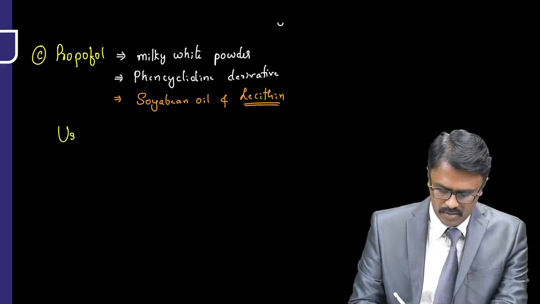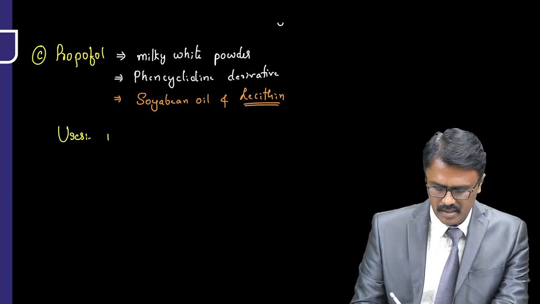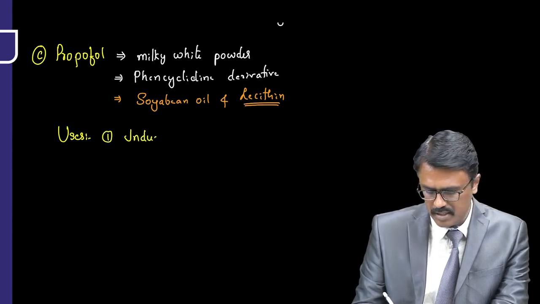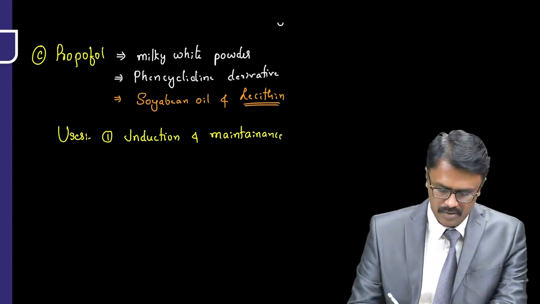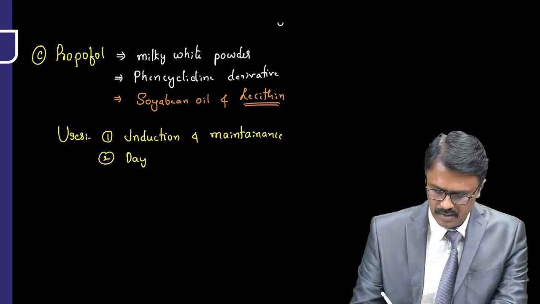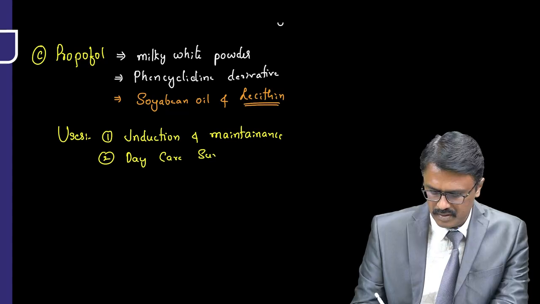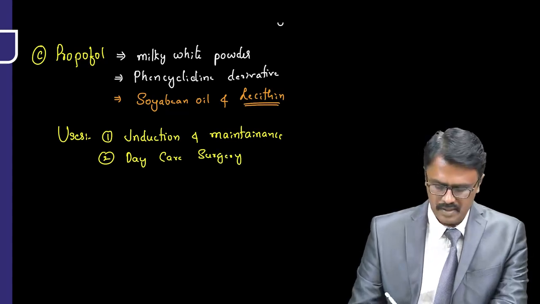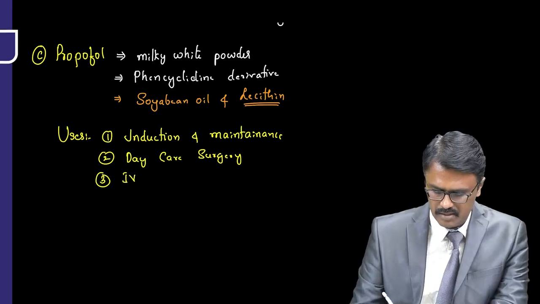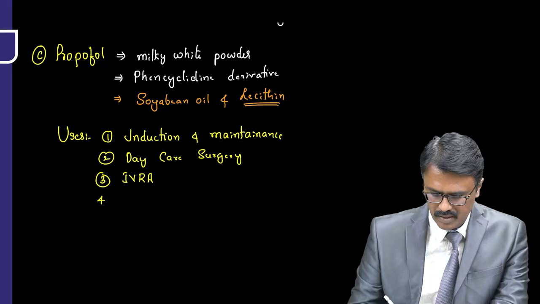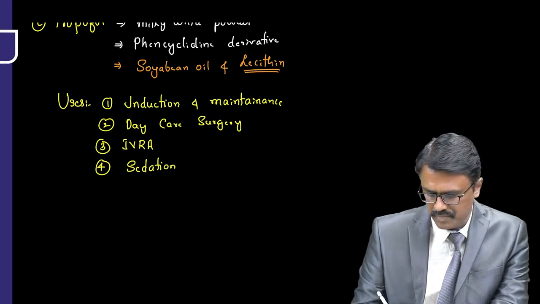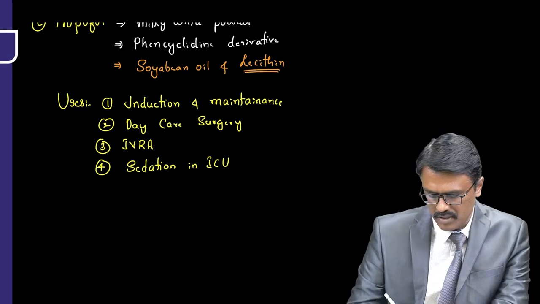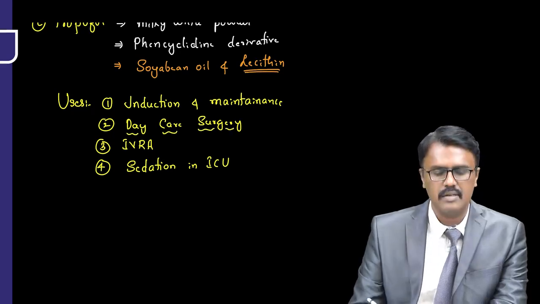Propofol, what are the uses? A beautiful drug for anesthesia. Number one, it is used for starting induction and maintenance of anesthesia. Now it is one of the drugs which is preferred for daycare surgery. It is also used in intravenous regional anesthesia. Number 4, it is also used to cause sedation in ICU. So most of your questions is it is used in daycare surgery.